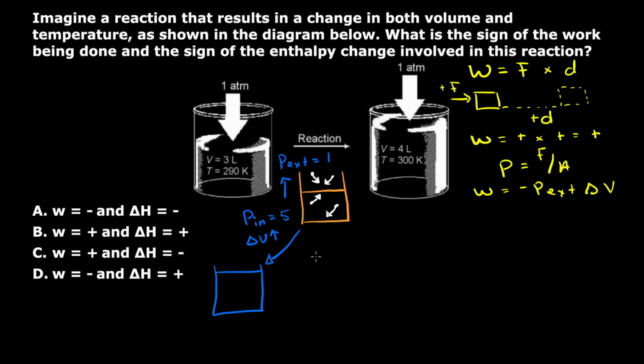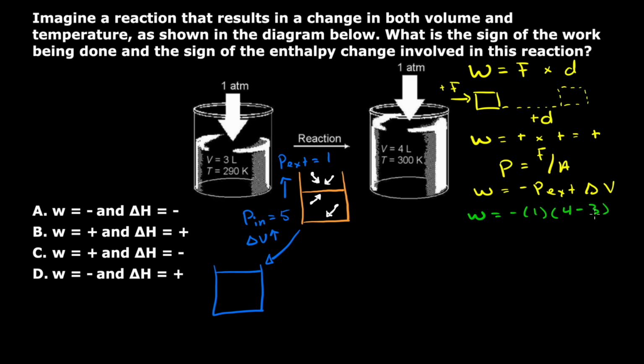And so what we have here is some work that was done, and we can calculate that work. It's going to be equal to negative the pressure of the exterior. So that's going to be a 1. So we're going to put negative 1 down. And then we'll do the change in the volume. That's going to be final minus initial. And the final volume is 4. So I'm going to do a 4 minus a 3 right here.